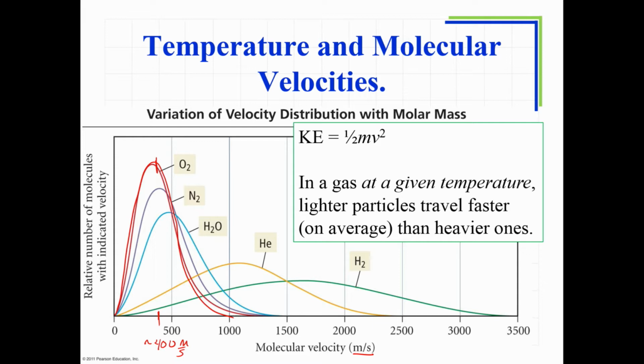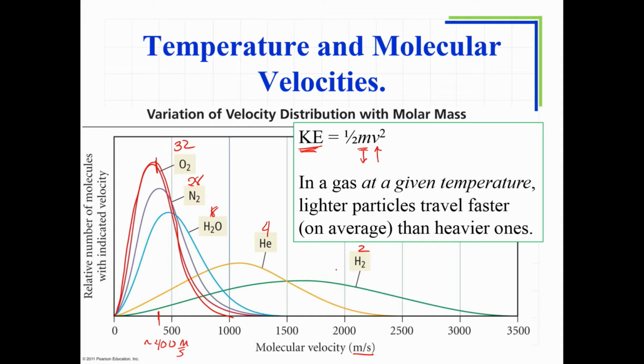In order to keep the average kinetic energy for all of these exactly the same, but they're moving at different speeds, we know that their masses are different. Oxygen has a mass of 32, nitrogen 28, water 18, so they're getting lighter and lighter as we move this way. So the mass is changing, but they're all at the same temperature. If this is getting smaller, this has got to be getting bigger to keep up with that, so that they all have the same average kinetic energy.